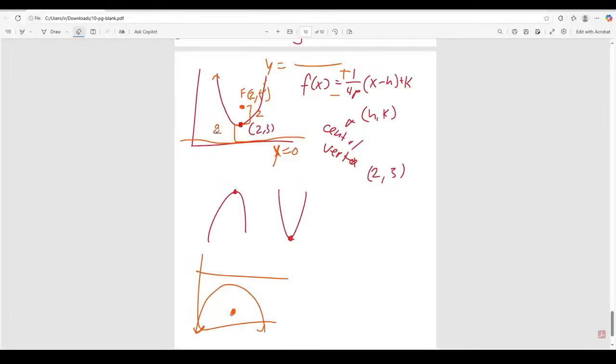And I noticed my mistake here. Let's say that the directrix is equal to y equals 1, okay? So the distance between 1 and 3 is 2, and the distance between 3 and 5 is also 2. So that distance is going to be your p, so p is equal to 2.